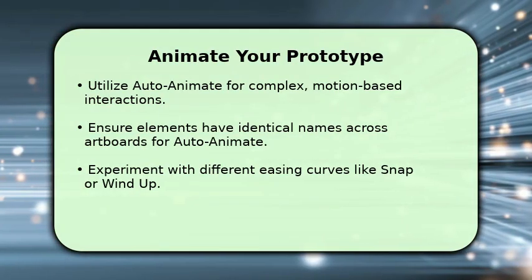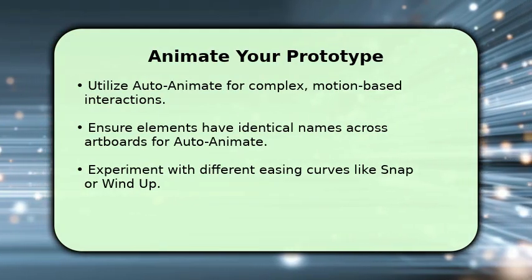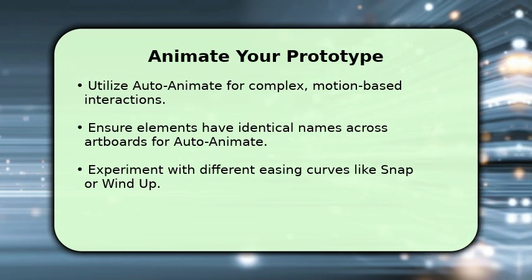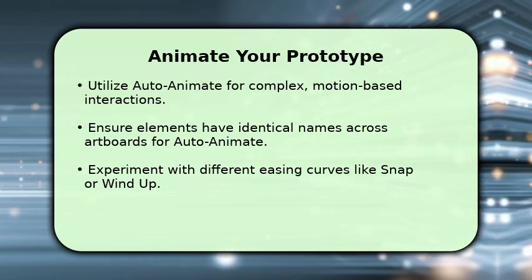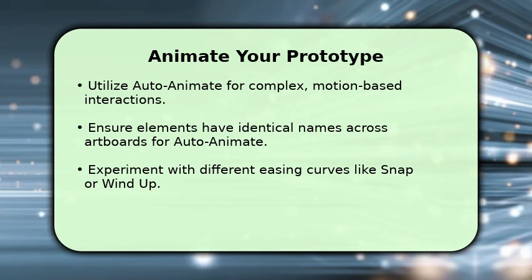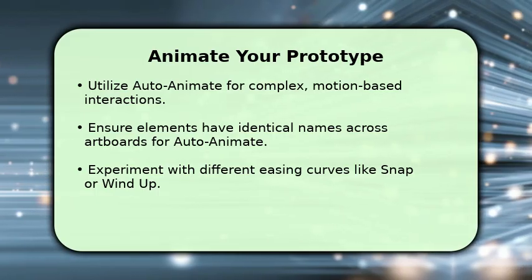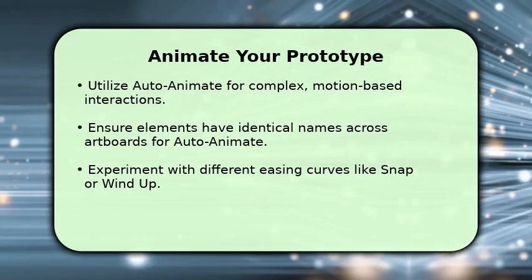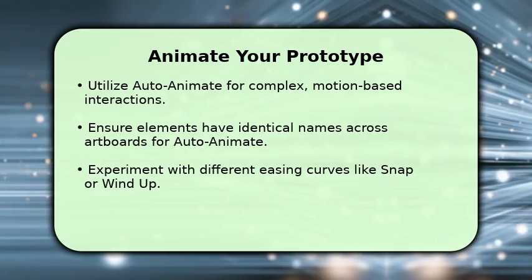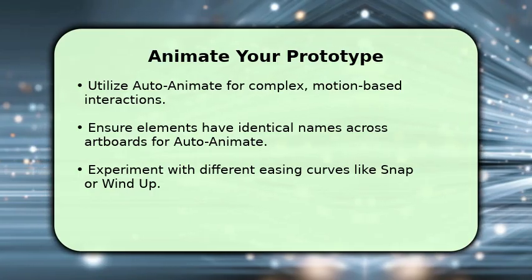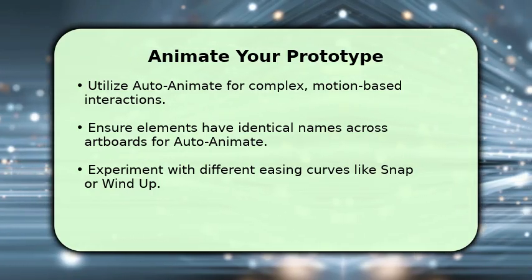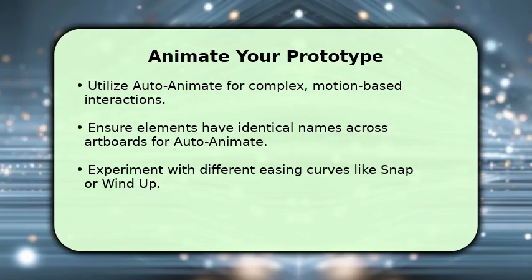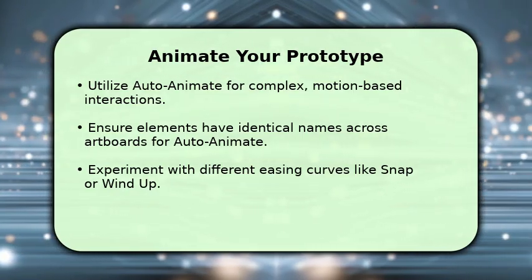To bring your prototype to life, leverage the powerful auto-animate feature. For this to work effectively, ensure that elements you wish to animate have identical names across your different artboards. Auto-animate intelligently interpolates changes in position, size, and rotation. Experiment with various easing curves, such as snap or wind up, and set a duration, often around 0.3 seconds, to achieve a truly engaging and professional animation.